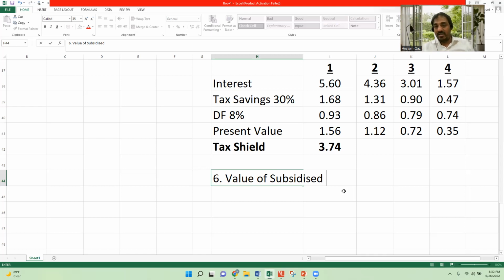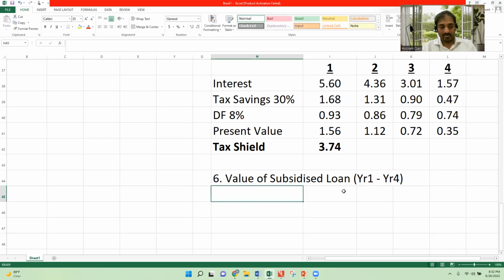But the subsidized loan has an independent concept. And what is the concept? If through the project we are getting some subsidized loan, then due to the project there is some saving of interest, and the saving of interest actually belongs to the project, which is deemed to be an inflow. Value of subsidized loan, that is AIR 1 to AIR 4.